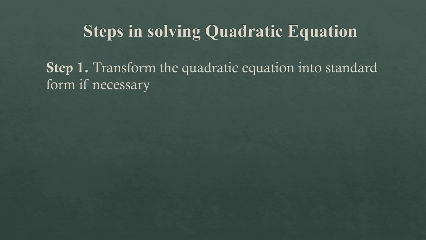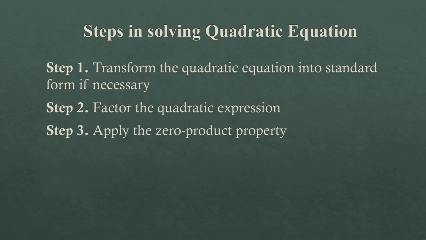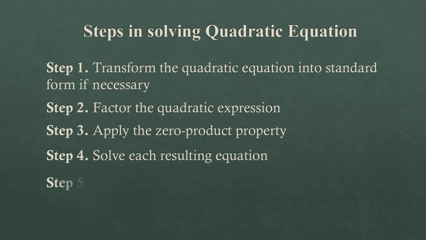Step number 1. Transform the quadratic equation into standard form if necessary. Step number 2. Factor the quadratic expression. Step number 3. Apply the zero product property. Step number 4. Solve each resulting equation. Step number 5. Checking. These are the 5 steps in solving quadratic equations using factoring. Remember those steps as our discussion continues.